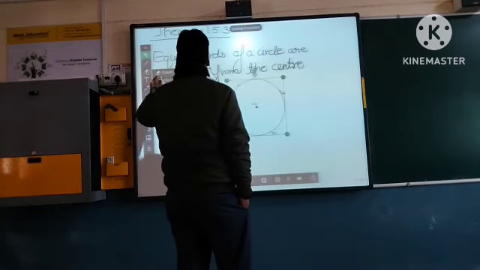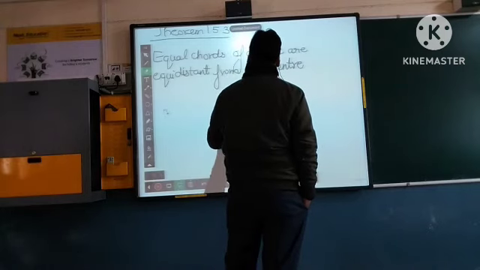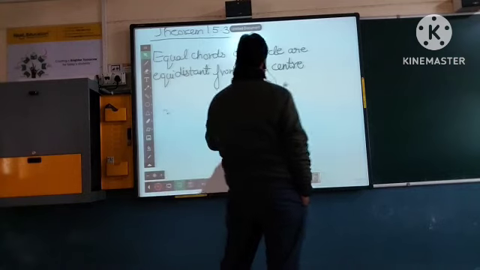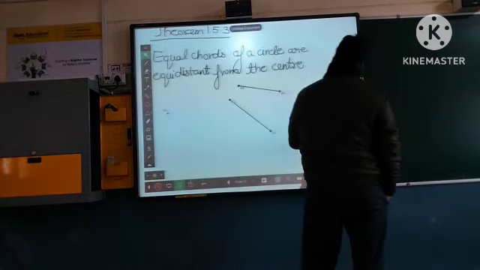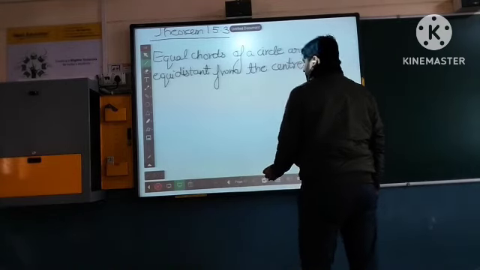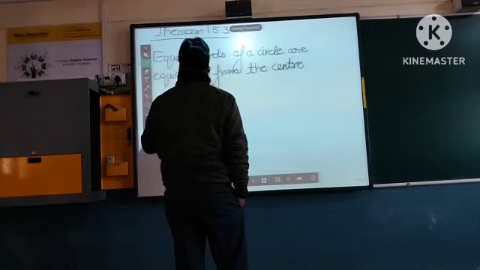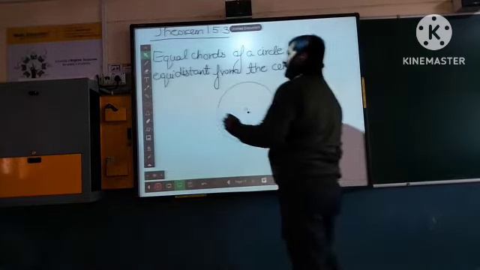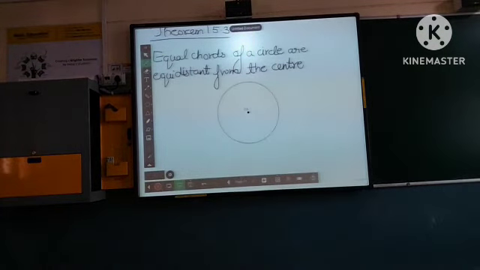So I'm erasing this one, transposing this to the next page. I'm taking a fresh circle, and now we are drawing the freehand diagram. The chord can be drawn like that also.